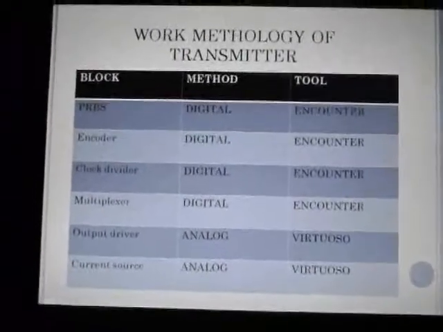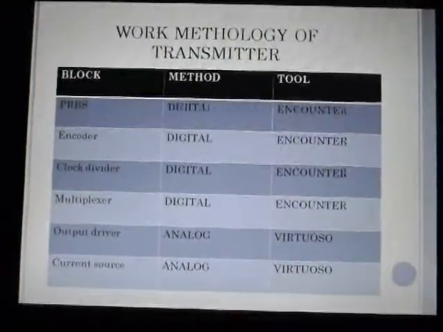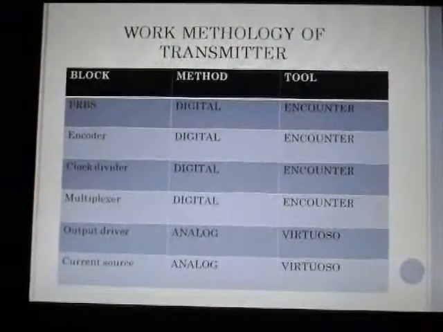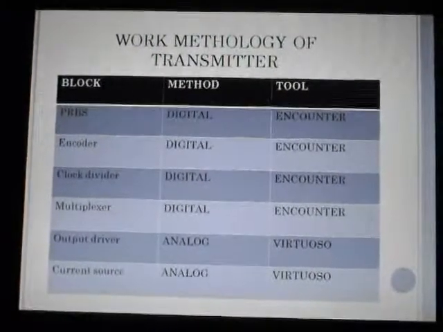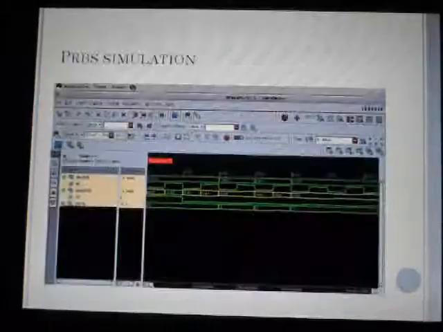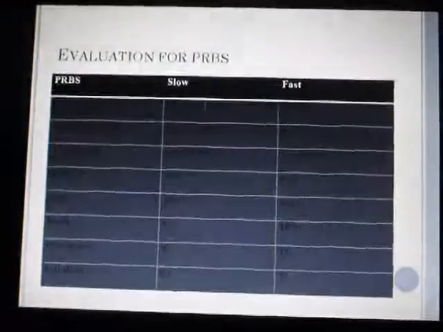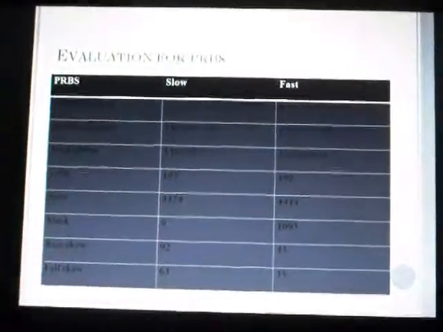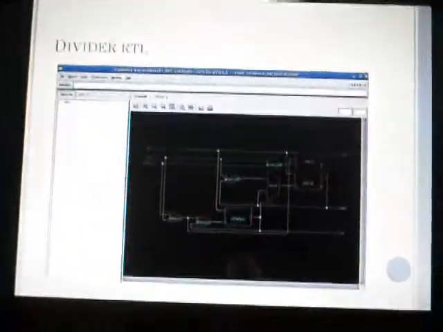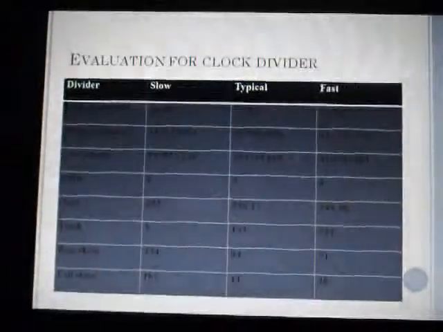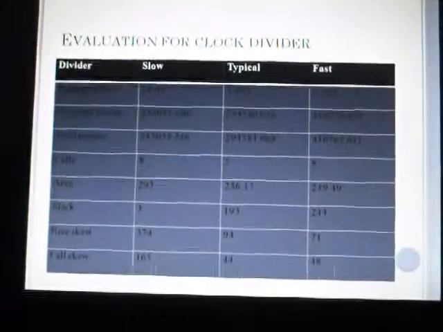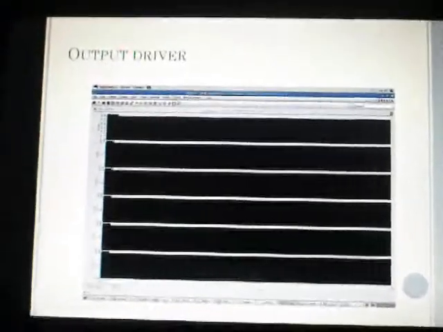These are my modules. Some modules I have used digital and others analog. Digital I have used in Encounter and analog in the CADENCE tool. Pseudo random bit generation of 16-bit parallel output, RTL, and the power and area calculation, GDS2 final output. Like that for the divider: power and area, worst case slack, power, GDS output. The output driver I have designed with analog.